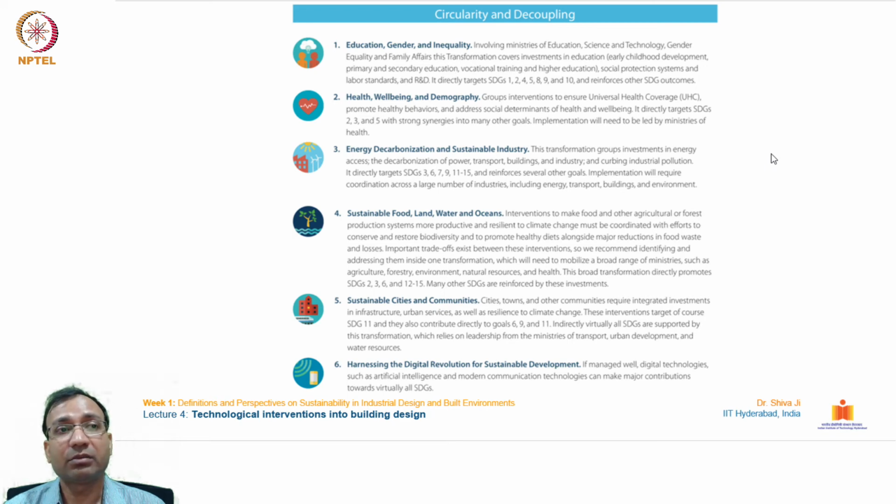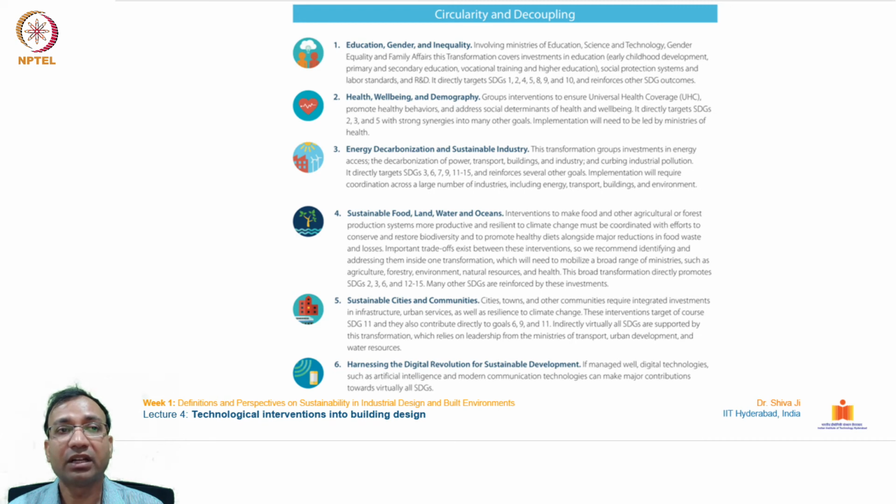The third one talks about energy decarbonization and sustainable industry. This transformation groups investments in energy access, the decarbonization of power, transport, buildings, and industry, and curbing industrial pollution. It directly targets SDGs 3, 6, 7, 9, 11 to 15 and reinforces several other goals. Implementation will require coordination across a large number of industries, including energy, transport, buildings, and environment. So the sectors and targets are clearly defined, where to hit and where to go for the action.